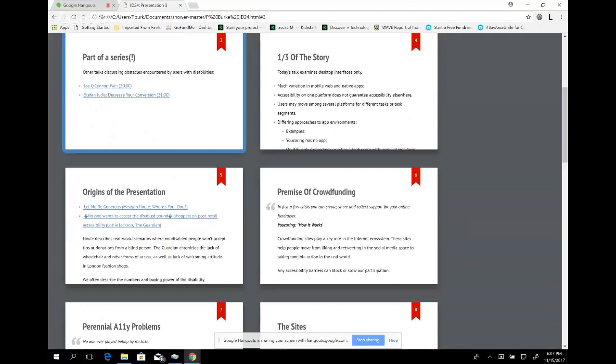Then wait all the way till 2000 for Joe O'Connor's pain talk, also talking about experiencing living with pain, and what websites' various designs do to increase pain. And then Stefan Judis from Berlin telling us about decreasing your conversion, so things that lock out and turn off users. Please look forward to those. Stefan is at 2100, so those two are right in a row.